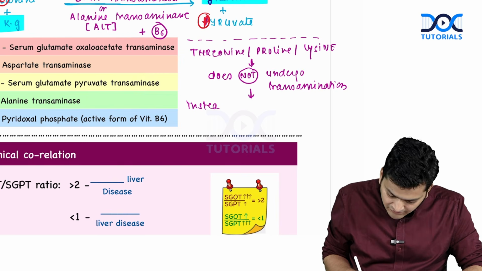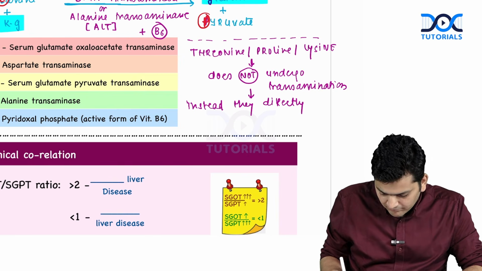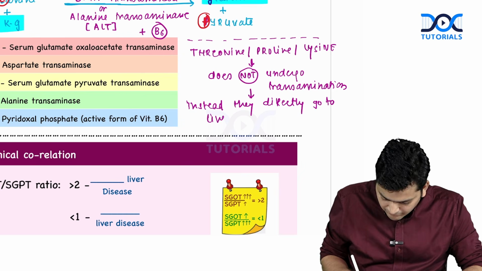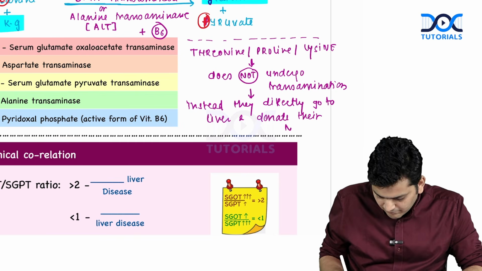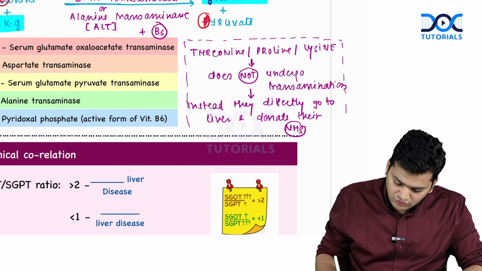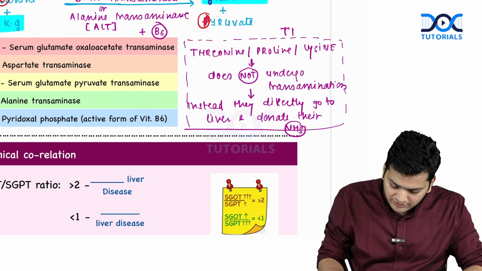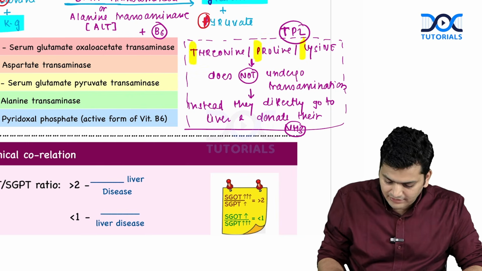Instead, they directly go to the liver and donate their ammonia. So they ask this question: which amino acid does not undergo transamination? The mnemonic is TPL, not IPL, TPL: threonine, proline, lysine.